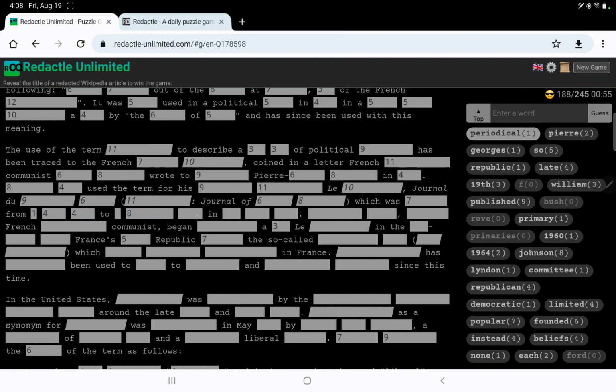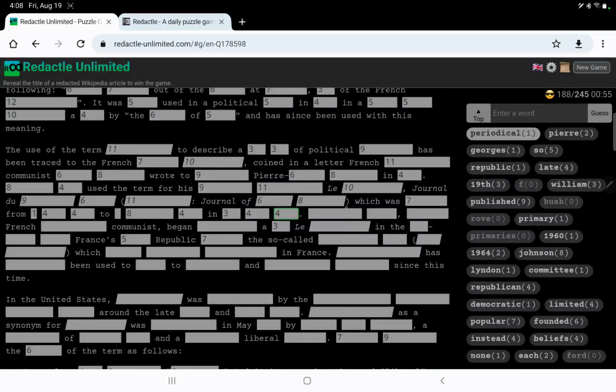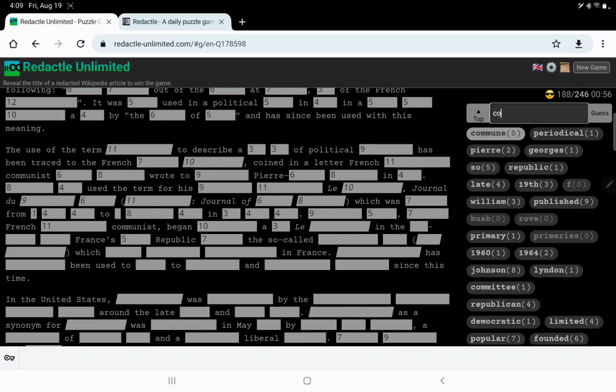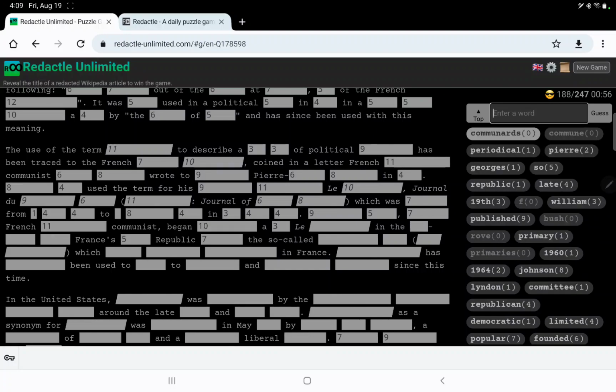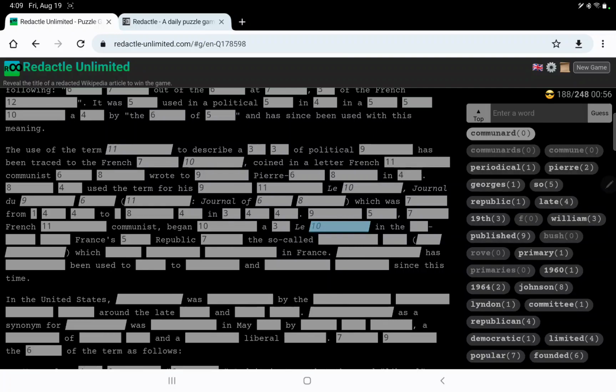Which was 7 from some year to some year in 344. And then this French 11 communist. What's that? 11-letter words. Well, of course, in France, they did have the original commune. No, and the communards, not just a band. No, not mentioned at all. Okay.